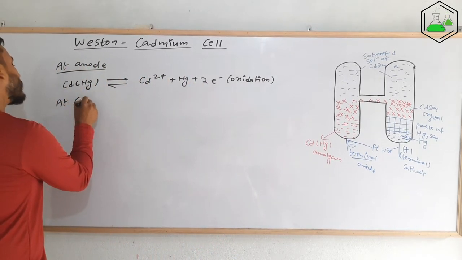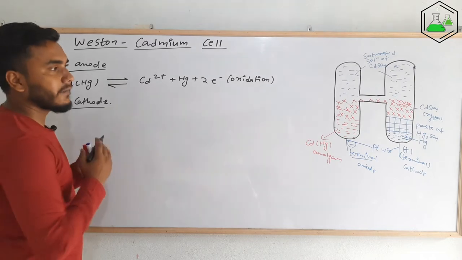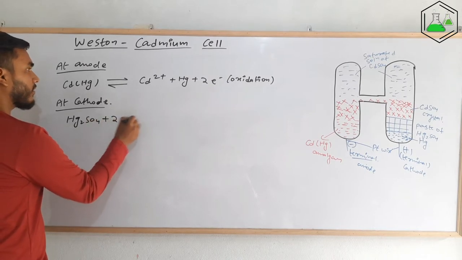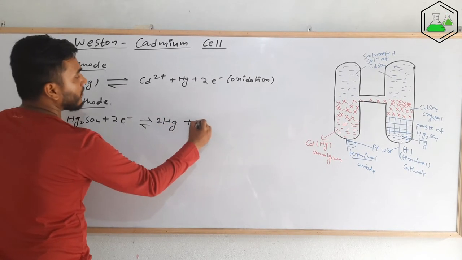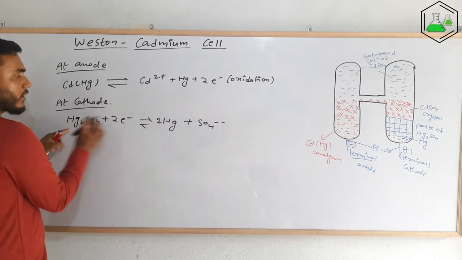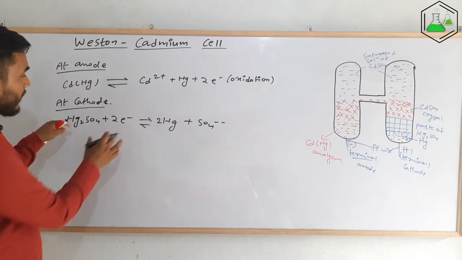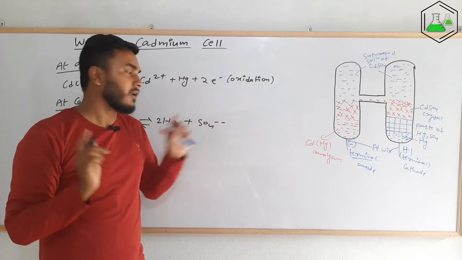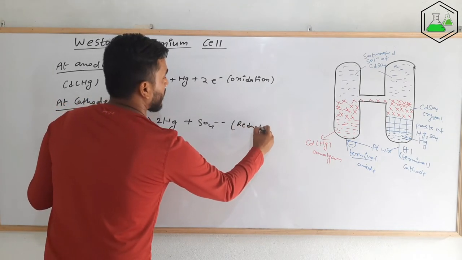Similarly, at cathode, we know that reduction reaction occurs. Reduction means gain of electron. That mercurous sulfate will gain these 2 electrons, and it will form 2 mercury plus sulfate ion. So this will get broken by taking 2 electrons, and it will form 2 mercury and 1 sulfate ion. As you can see over here in the left side, there is 2 negative sign. In the right side as well, there is 2 negative sign, right? So the charge is balanced over here. This is reduction reaction.